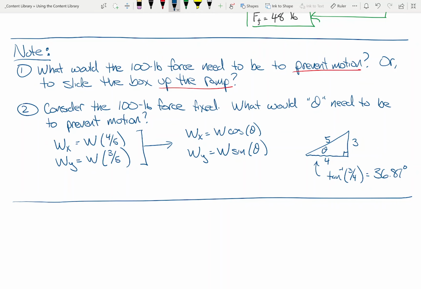So what if I started changing the angle? At what point would the box not slide? You see what I mean? So just something to think about. It's not really that difficult, but it's one of those pause and ponder type problems. Does anybody have any questions? It's just something to think about.